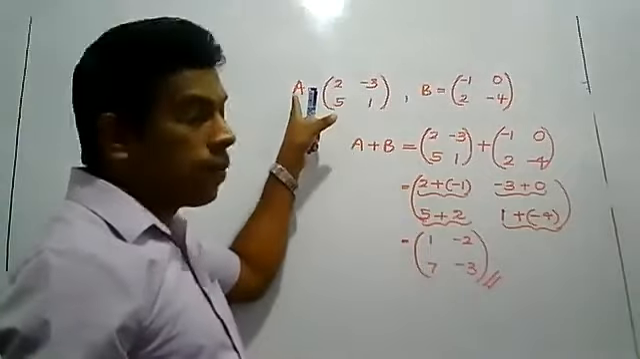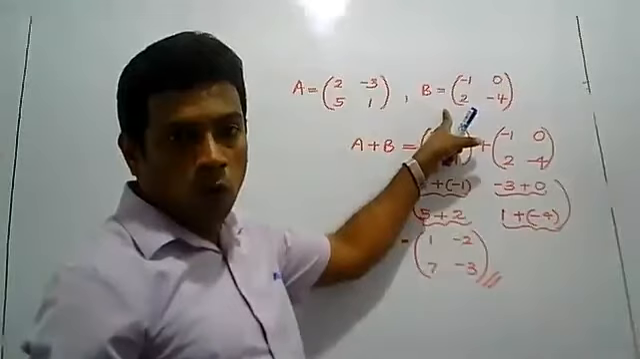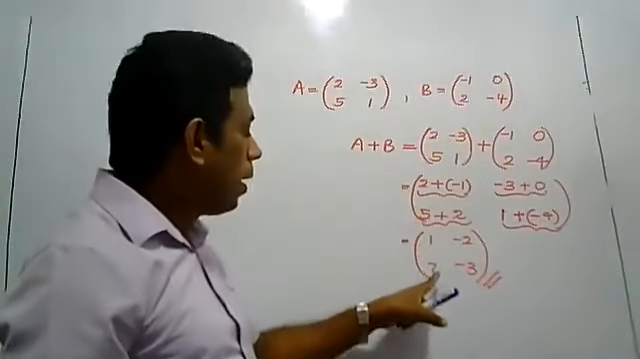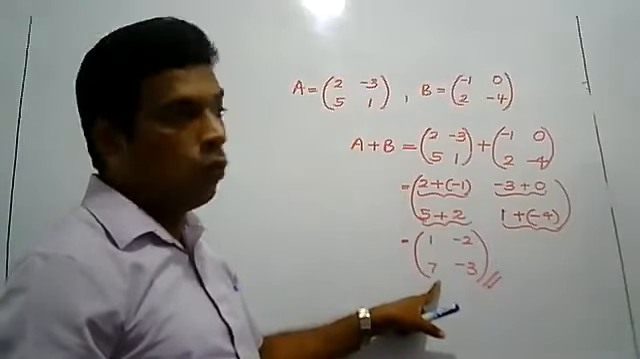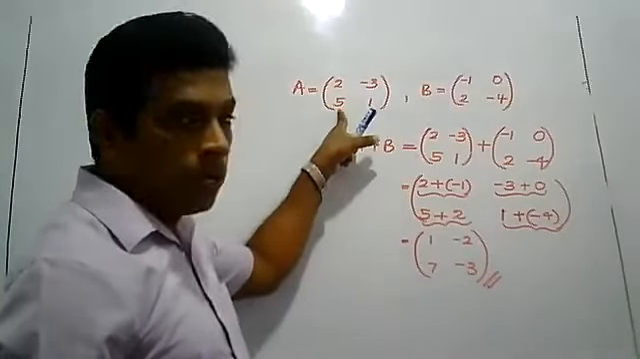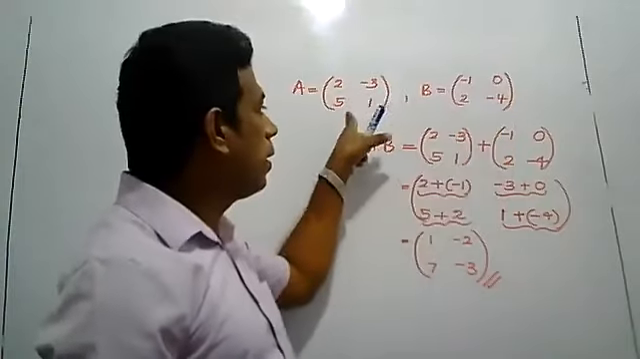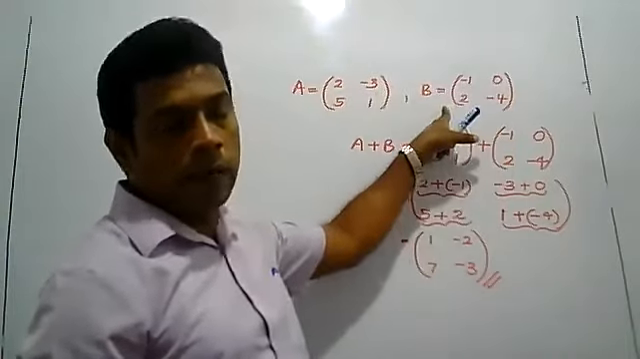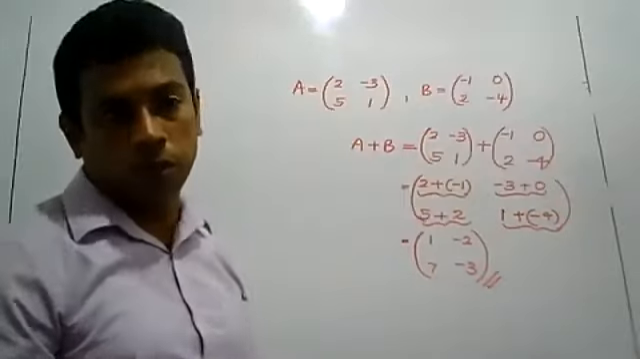Matrix A is of order 2 by 2, matrix B is of order 2 by 2, so matrix A plus B is also of order 2 by 2. That is a rule. Only then can we add A and B. When you add A and B, A plus B is also in the same order, 2 by 2. Write it.